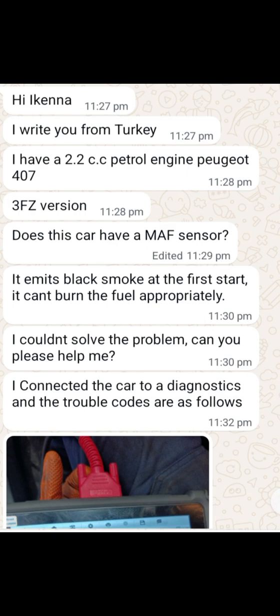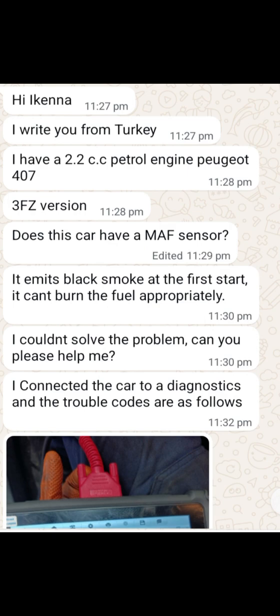Does this car have a MAF sensor? It emits black smoke at the first start. It can't burn the fuel appropriately. I couldn't solve the problem. Can you please help me? I connected the car to a diagnostics and the trouble codes are as follows."